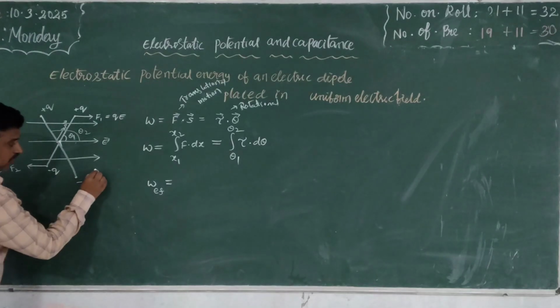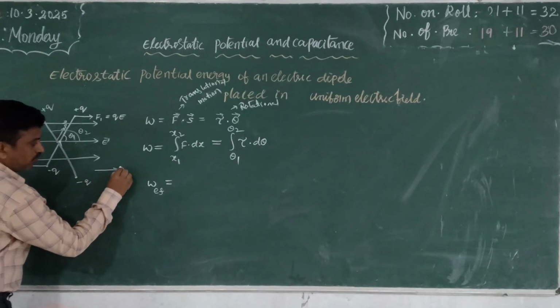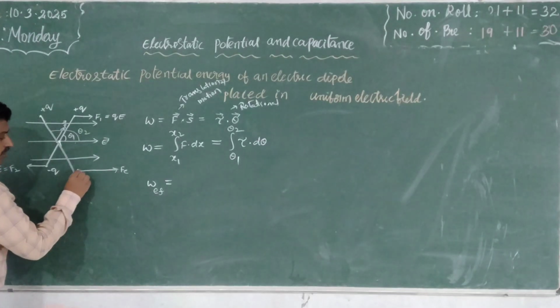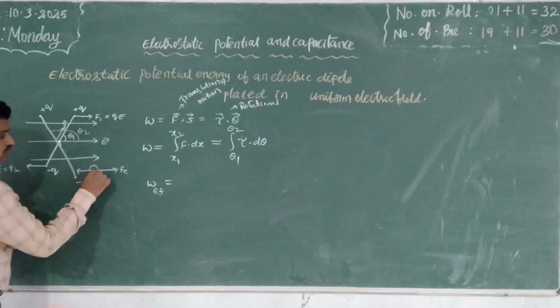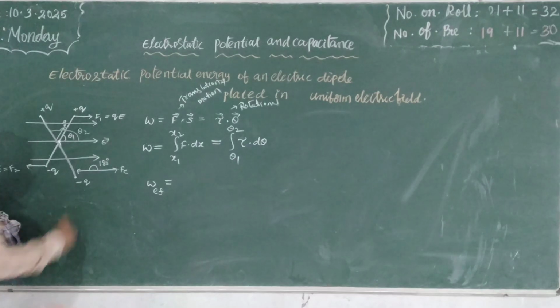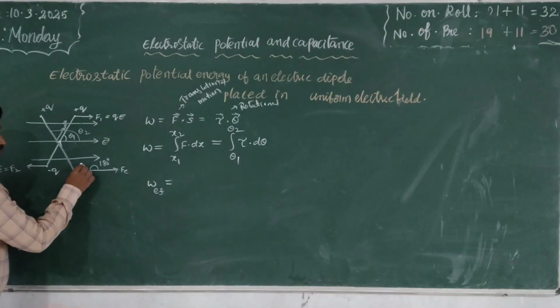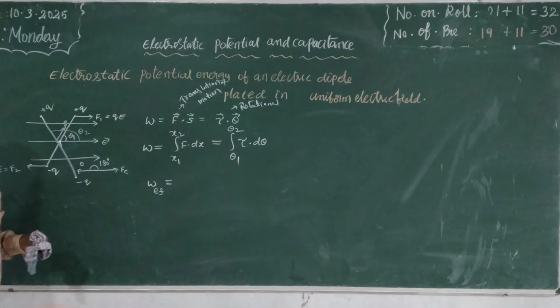See, the electric force is in this direction, and the angular displacement is in this direction. What is the angle between them here? 180 degrees. The angle between the force and the angular displacement is 180 degrees.